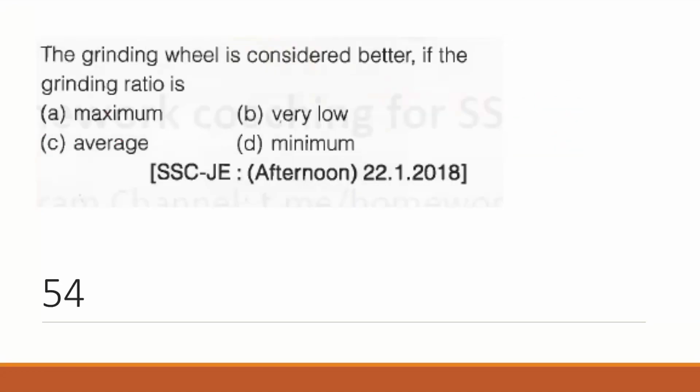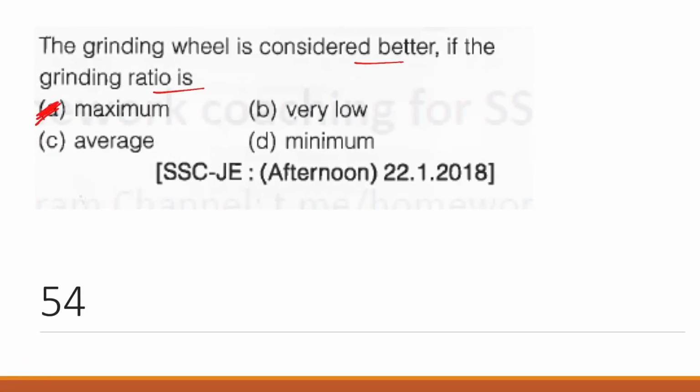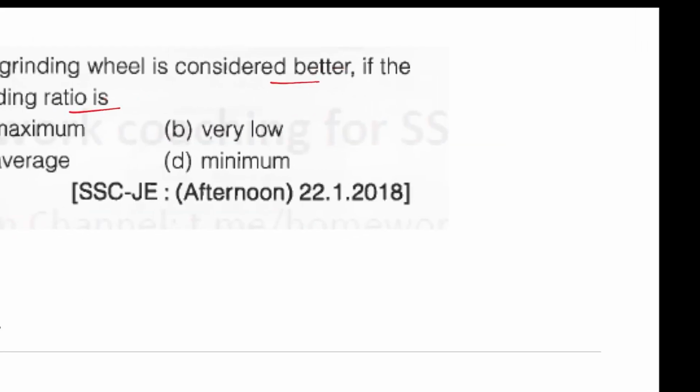Now the next question, the grinding wheel is considered better if the grinding ratio is. The correct answer is maximum. Grinding ratio is defined as the volume of material removed per unit volume of the wheel wear. So the higher the grinding ratio, the more the wheel life will be. So the grinding wheel is considered better if the grinding ratio is maximum. The correct answer is A.